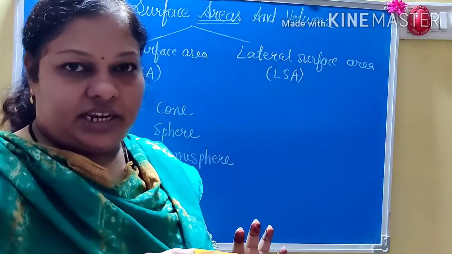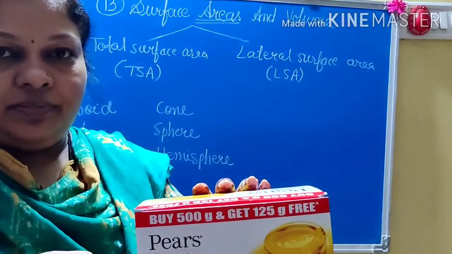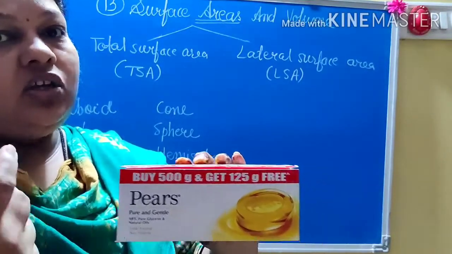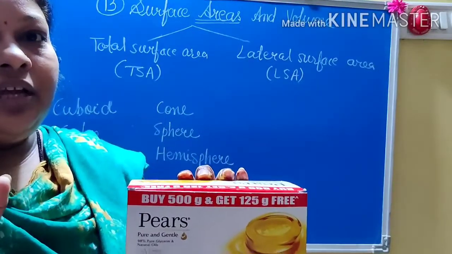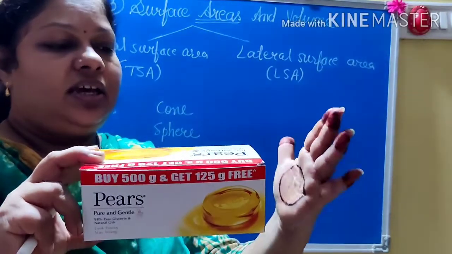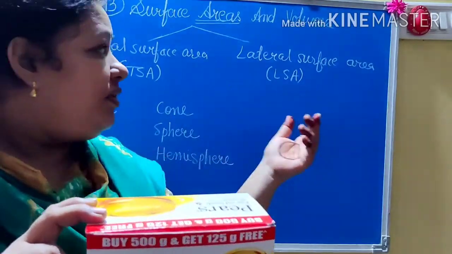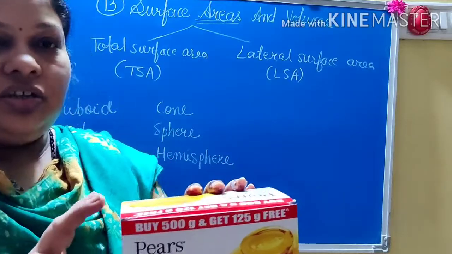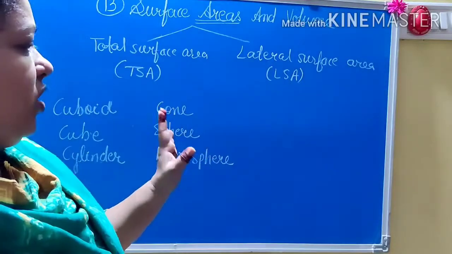Then what is lateral surface area? If I exclude the areas of top and bottom, how many faces remain? Four faces. The sum of the areas of these remaining four faces, excluding top and bottom, is the lateral surface area. Here it is the back face, front face, and two side faces. If I find the areas of these four faces and add them, I get the lateral surface area of this cuboid. In that way we can find total surface area and lateral surface area of solid shapes.